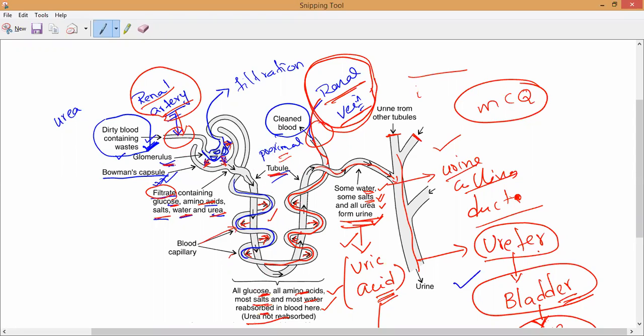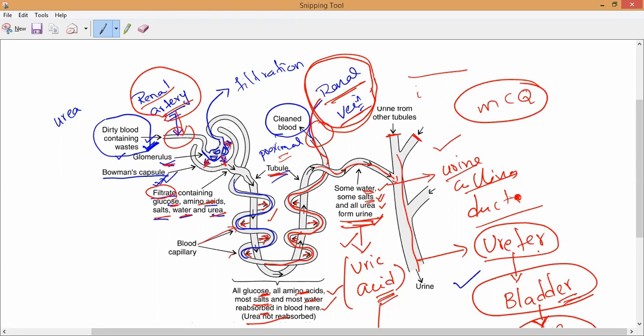It will absorb the filtrate, which contains glucose, amino acids, salts, and water, from where? From the glomerulus. Glomerulus. For example, they will ask you one more question.